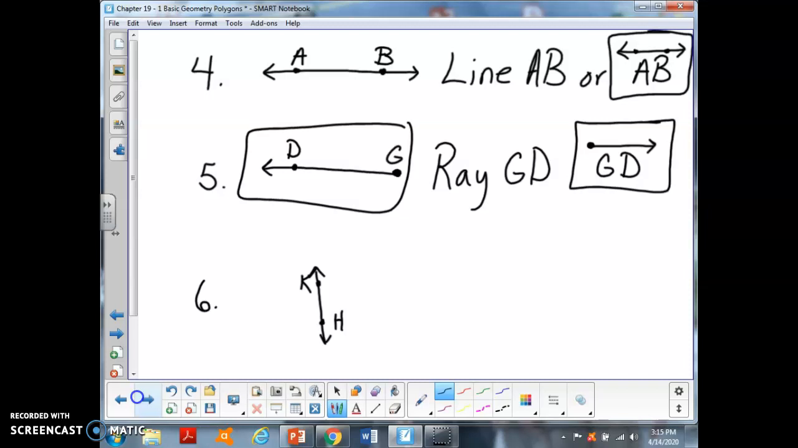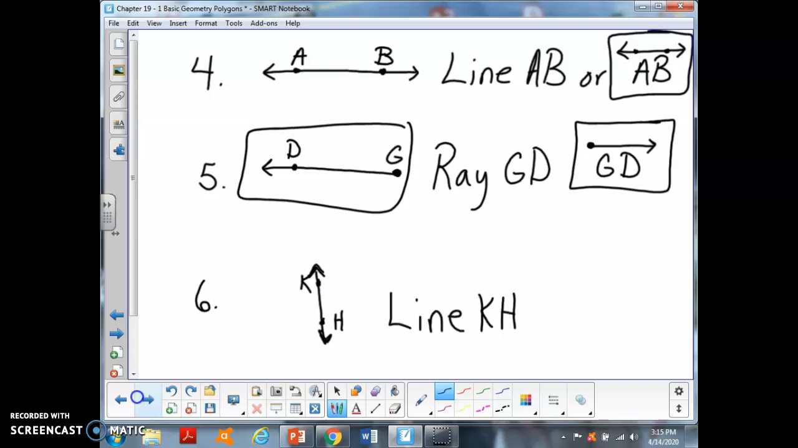Number 6 is really written vertically up and down. It has a point K and a point H. It's got the arrows though, so it's not a segment. It's not a ray, but there's 2 arrows. It is a line. It is line KH.